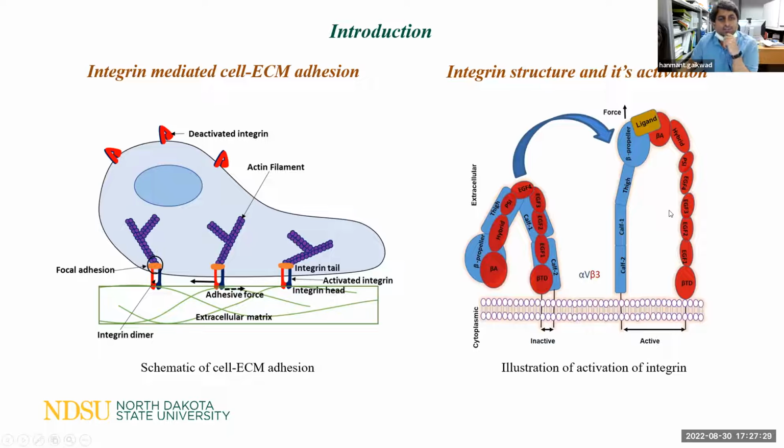There are a total of 18 alpha and 8 beta subunits, and they form 24 different integrins. In the initial stage, these integrins are in the deactivated state, in the bent form. Once some ligands from the extracellular side come and attach to the integrin, it gets activated, and the transformation from bent to unbent takes place. Sometimes from the intracellular side of the cell, talin will attach to the tail end of the integrin.